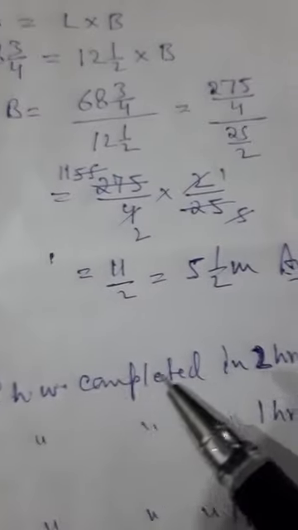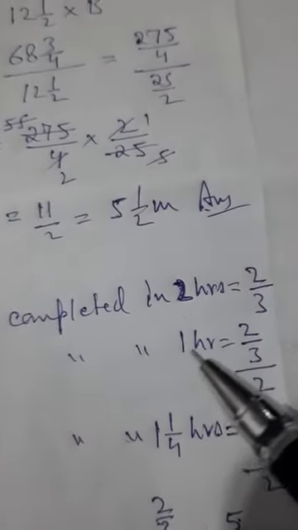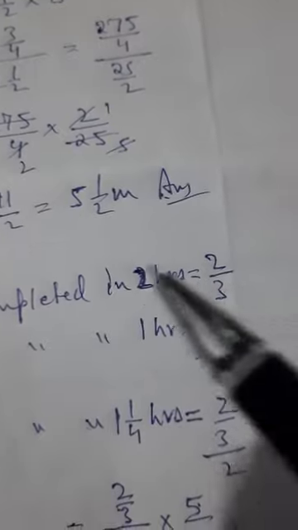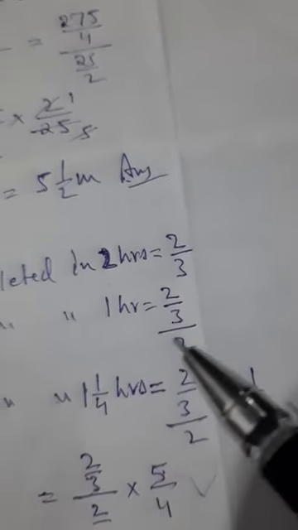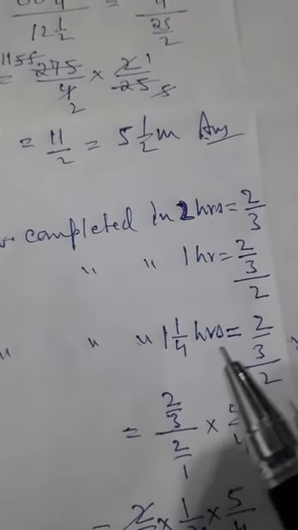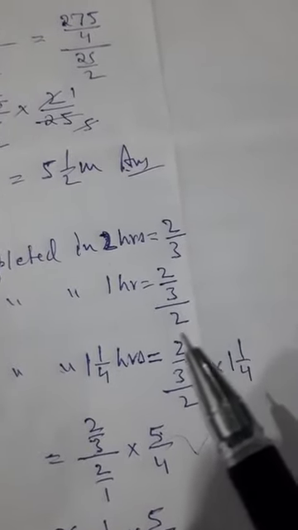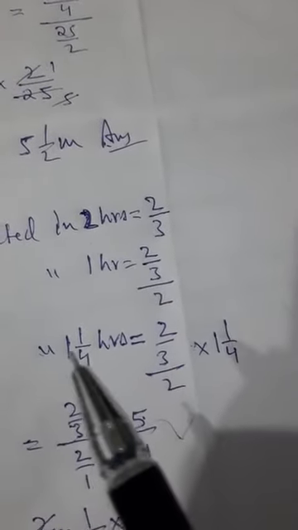So the part of homework completed in 2 hours is 2 by 3. So by the unitary method, the part of homework completed in 1 hour will be this divided by this. So 2 upon 3 whole upon 2. You don't have to simplify here, just leave it as it is. Now the part of homework completed in 1 whole 1 by 4 hours, that is what they are asking. So this 2 by 3 whole upon 2 multiplied by 1 upon 4. Now this whole calculation we have to simplify.